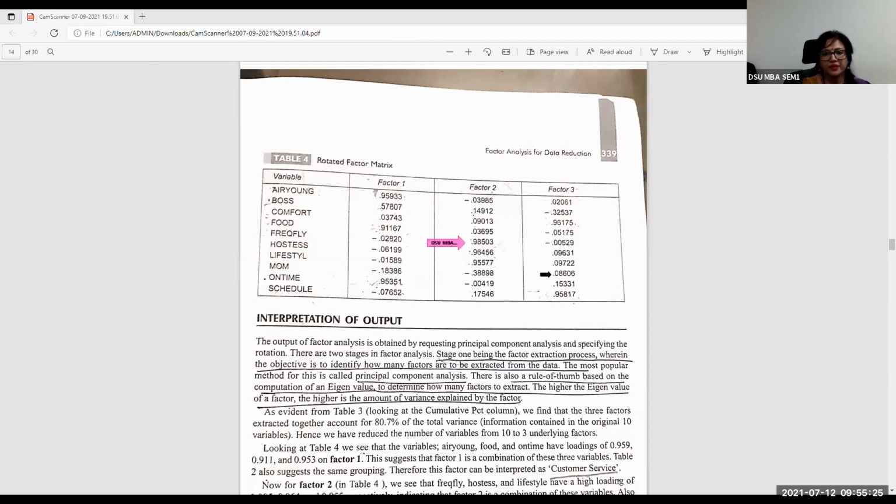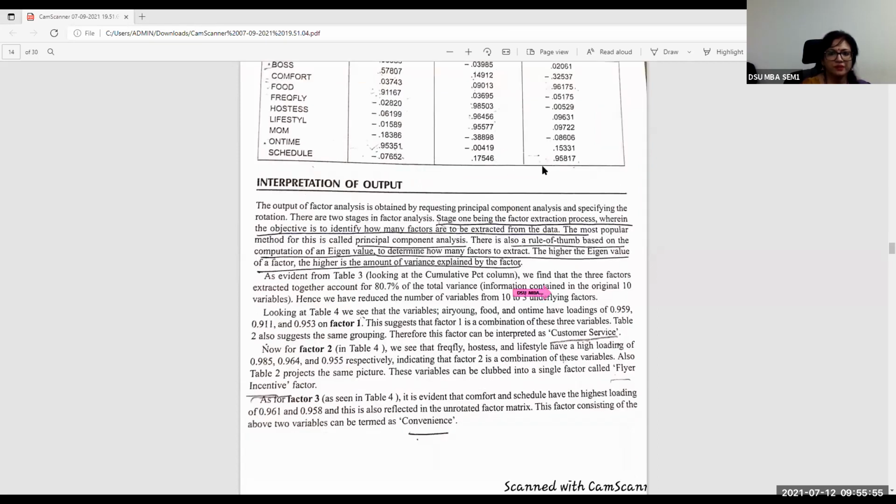Let us look at the last bit, which is factor 3. What are the high scores in factor 3? Factor 3 has comfort, 0.96. Comfort does not have high correlation in any other factor. The next thing in factor 3, having a high coefficient, is schedule. So comfort in the aircraft and you have schedule on time, right? These two things are in factor 3.